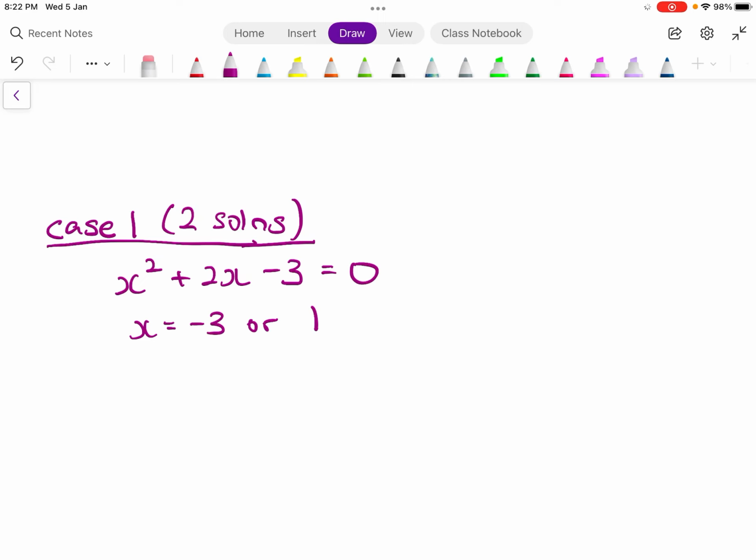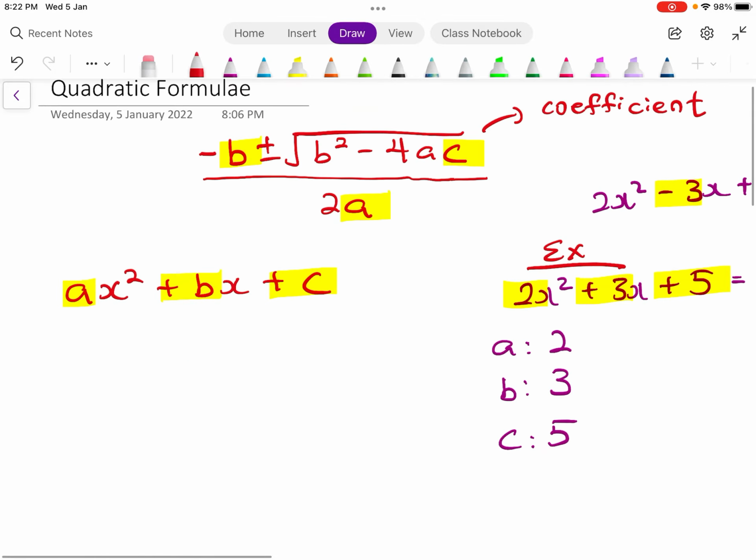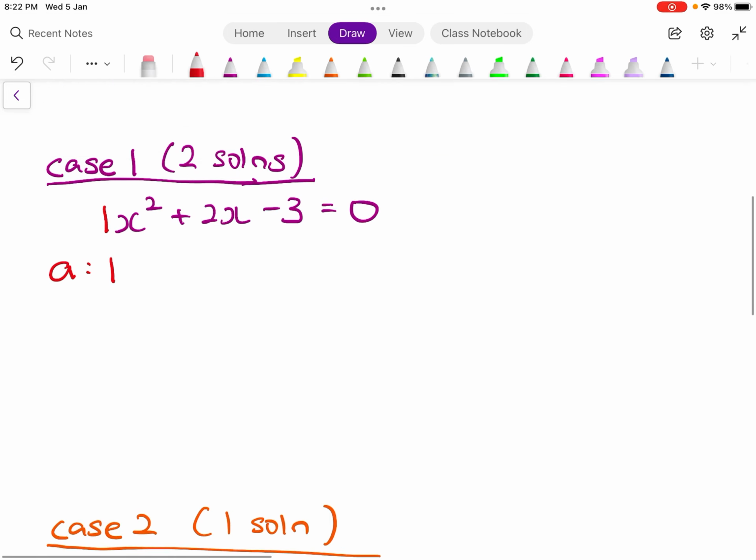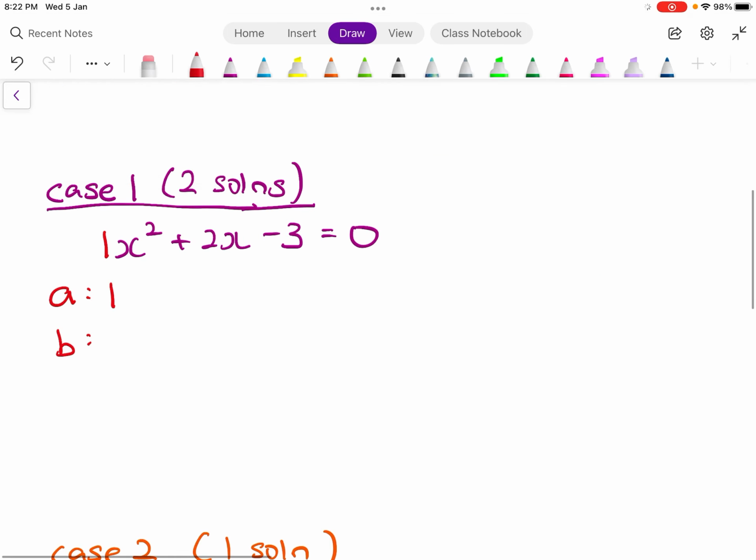Now let's use the quadratic formula to solve this equation. Let me erase first. I put down the a, b, c first. a is 1, since when it's understood there's a 1. b is positive 2 and c is negative 3. Just remember to take the negative 3 with you.